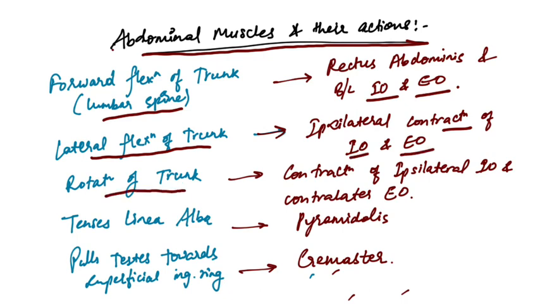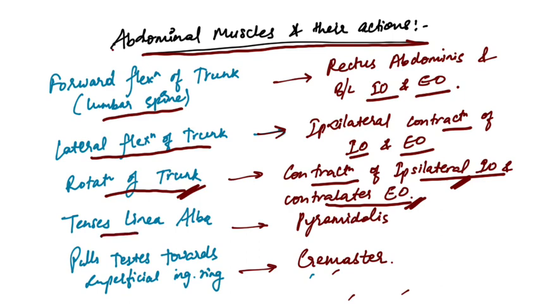Now rotation of the trunk is due to the contraction of ipsilateral internal oblique and contralateral external oblique. Ipsilateral internal oblique and contralateral external oblique. This causes rotation of the trunk.